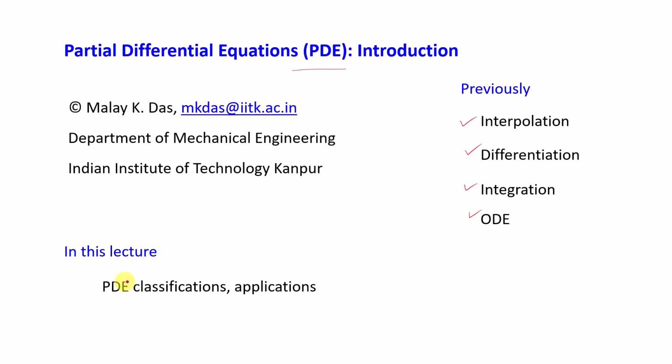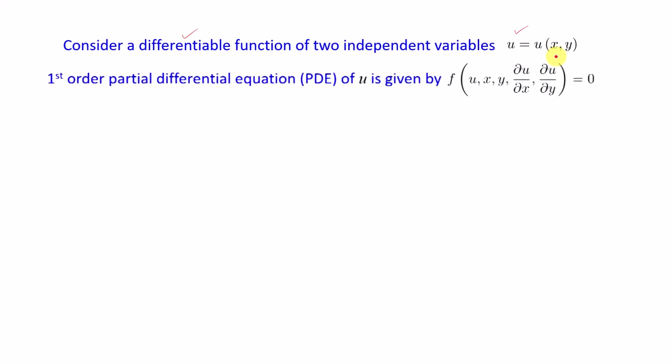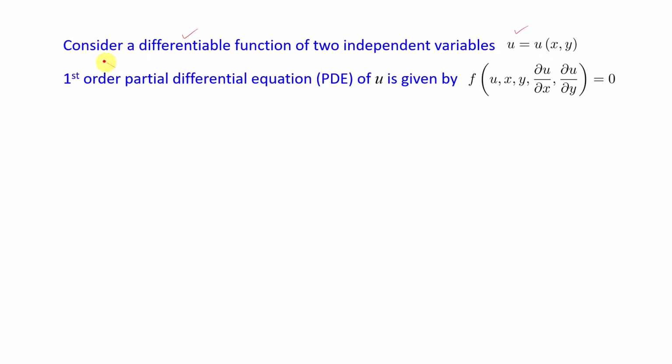In this lecture, we'll talk about the classification of partial differential equations and some of the equations which are important for engineers. We'll take a look into it. Let's start with a differentiable function u, which is a function of two independent variables x and y. A first order partial differential equation will be something like this. This will be a function of u, x, y, partial derivative of u with respect to x, and partial derivative of u with respect to y.